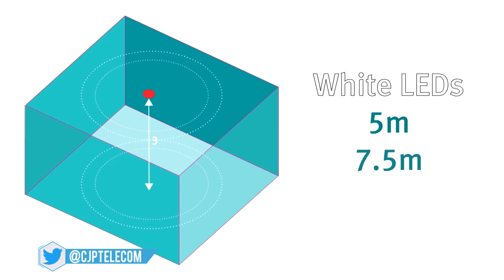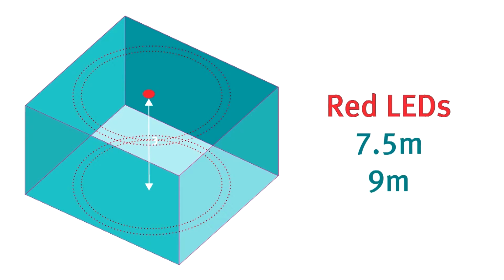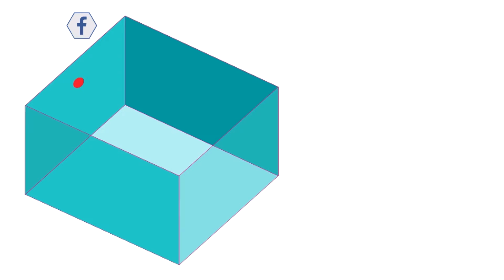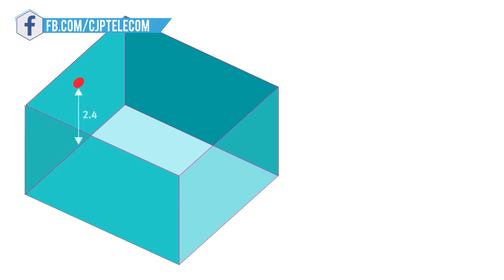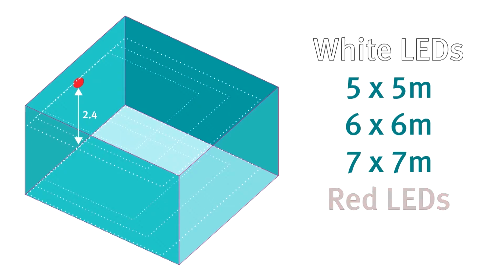For the ceiling beacons, these volume coverages are all based on a maximum ceiling height of 3 meters. So, subject to control panel compatibility, you can set the coverage of a white LED beacon to 5, 7.5 or 10 meters diameter. For red LED beacons, this coverage can be set to 7.5 or 9 meters diameter. For the wall beacons, the coverage volumes are based on a maximum height of 2.4 meters from floor level. So again, subject to your control panel, you can set the coverage to 5x5, 6x6 or 7x7 meters for white LEDs and 5x5 meters for red LEDs.